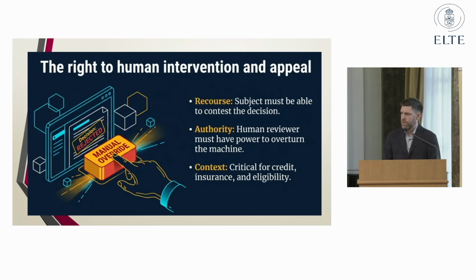And we also have this kind of right to human intervention and appeal. So if a system makes automatic decisions about our personal data, then the data controller must provide human intervention to review the decision. So a human reviewer must have power to overturn the machine if the data subject is, for example, not happy about the automated decision.